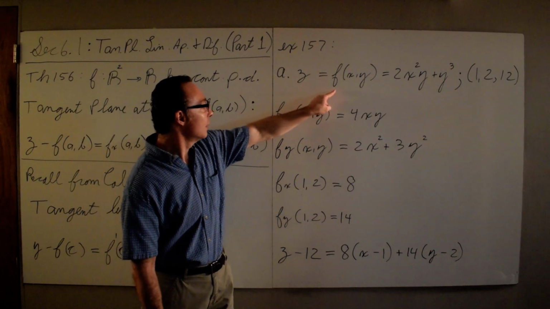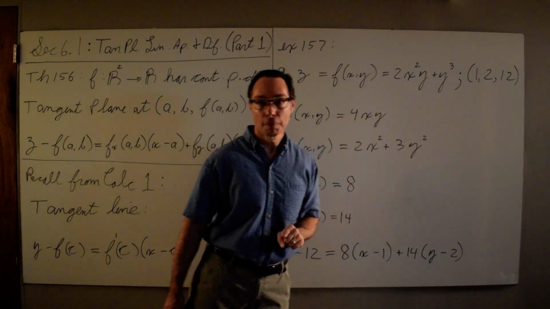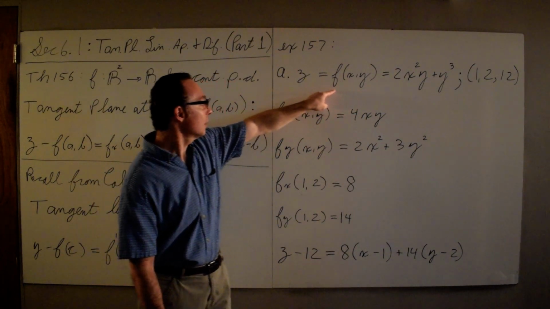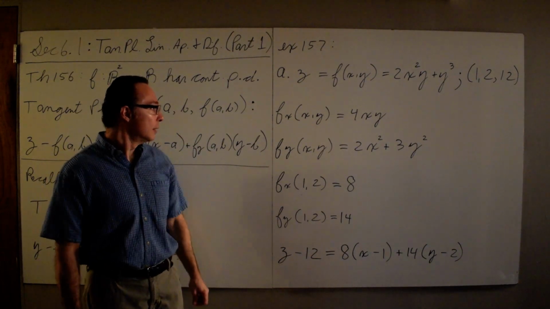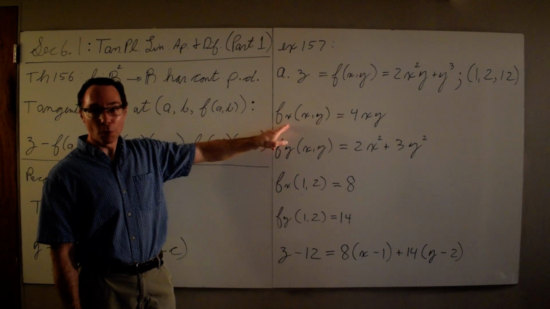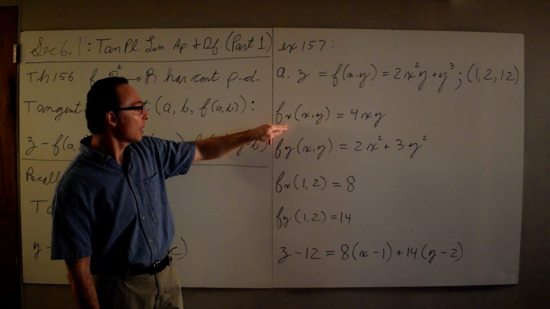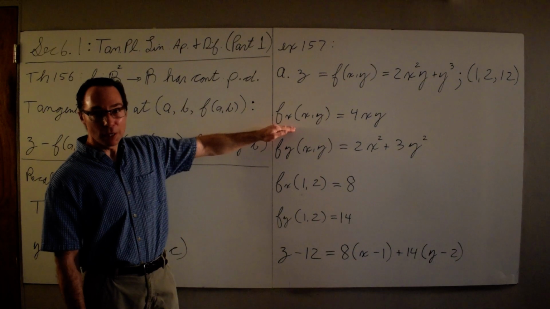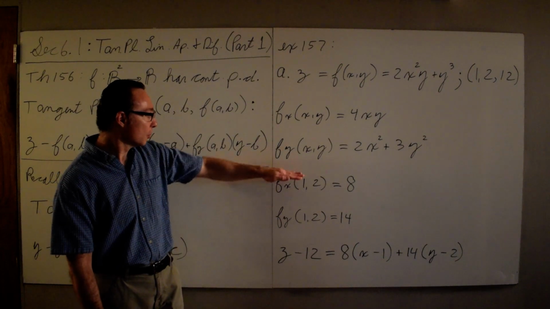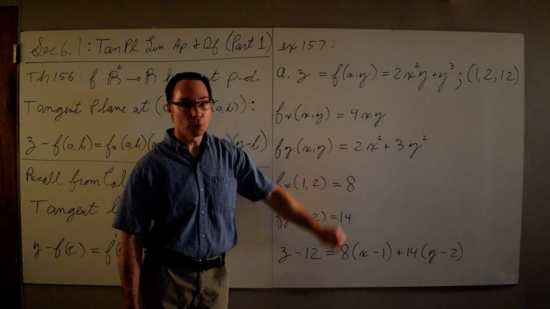In the notes, I did not write the function f of xy. I just wrote z is equal to this, but I'm going to write f of xy here because I just wanted to write the partial derivatives in terms of function notation. That's the reason I did that. And so we have the partial derivative of f with respect to x is simply 4xy. And then the partial derivative of f with respect to y is 2x squared plus 3y squared.